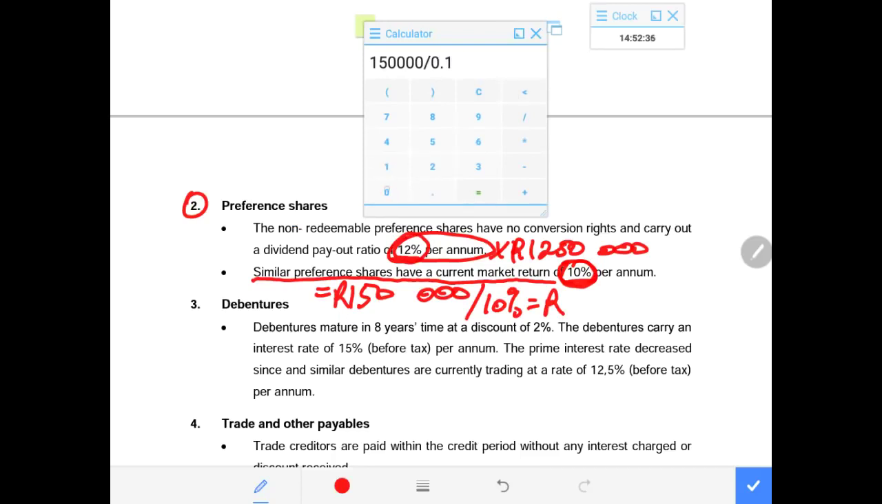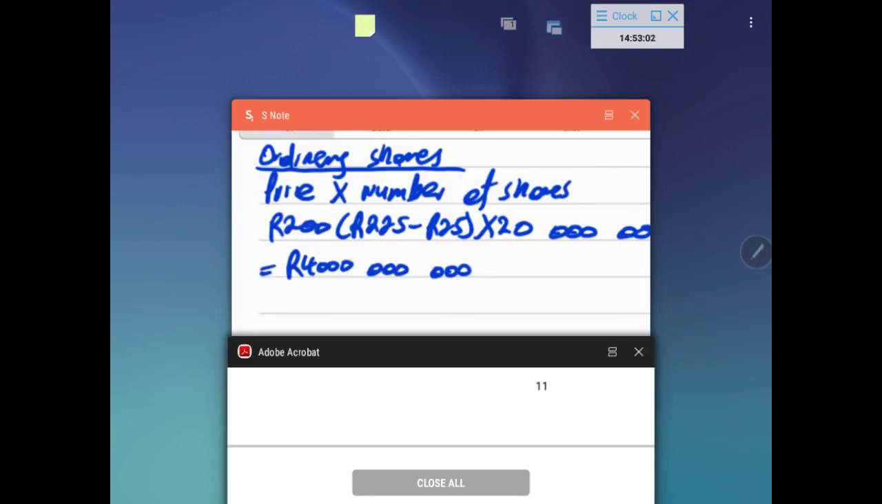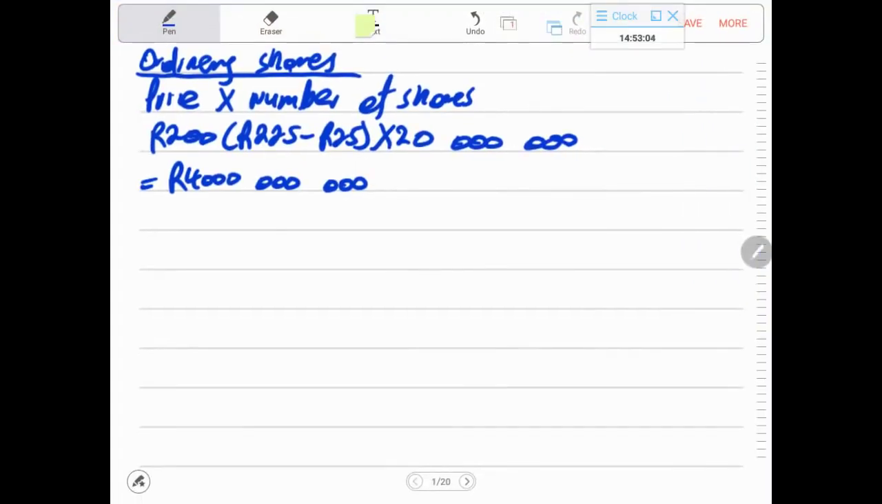So we divide this by 10%, and it gives us 1,500,000 rands. So that means it is 1.5 million of the preference capital according to the market. Then let us go and record that, which is our preference share capital. So now our number 2 is our preference shares.